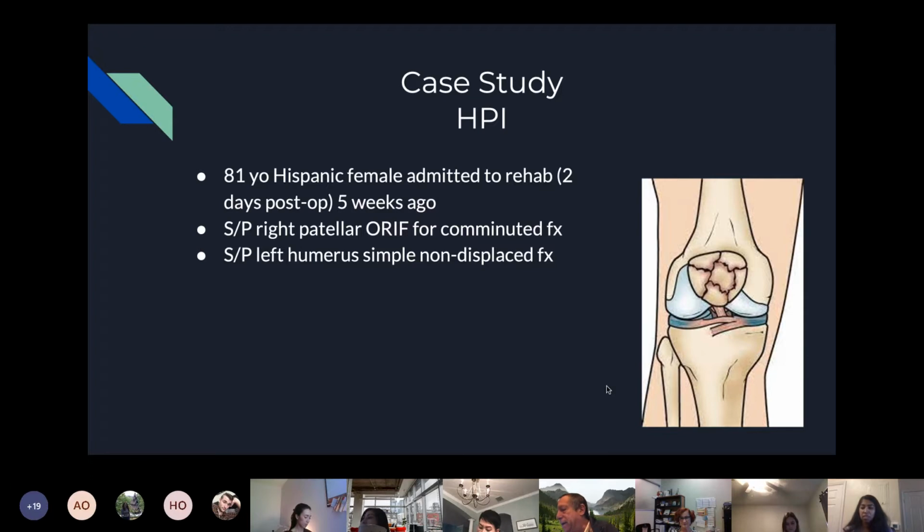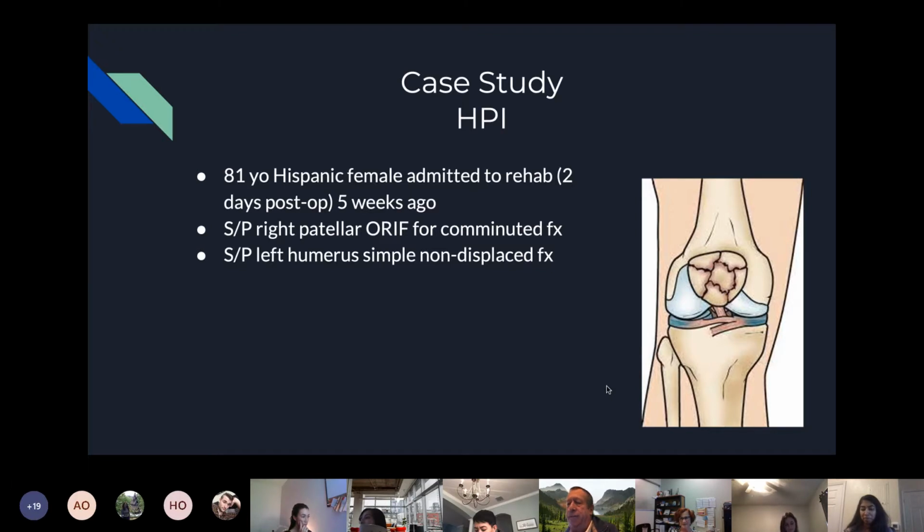She had a comminuted fracture of her right patella, and I showed a picture of it on the slide so we can all be reminded what a comminuted fracture is. And what they did was an ORIF, which is an open reduction internal fixation for the comminuted fracture.